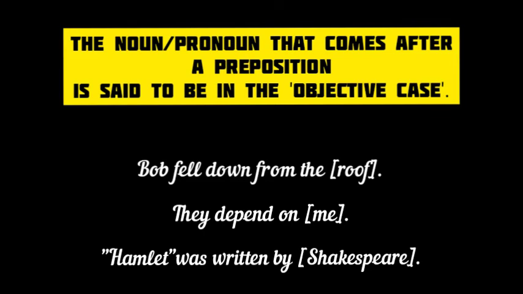As you know, if a noun or pronoun comes right after a preposition in the sentence, it's called the object of the preposition. Hence, whenever a noun or pronoun is used after a preposition, it's said to be in the objective case. For example, Bob fell down from the roof. Here the noun roof comes after the preposition from. So roof is in the objective case. Likewise, the personal pronoun me is also in the objective case because it comes right after the preposition on in the sentence. And in the last example, the proper noun Shakespeare coming after the preposition by is also in the objective case.